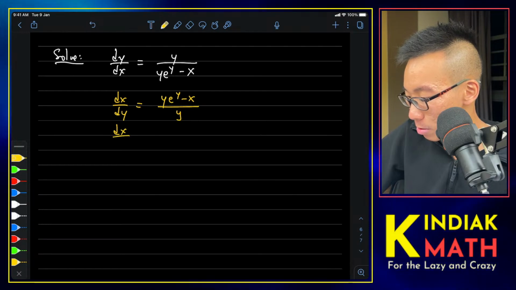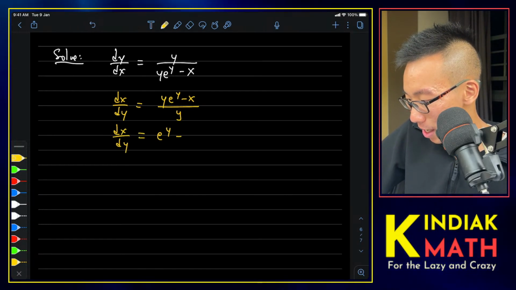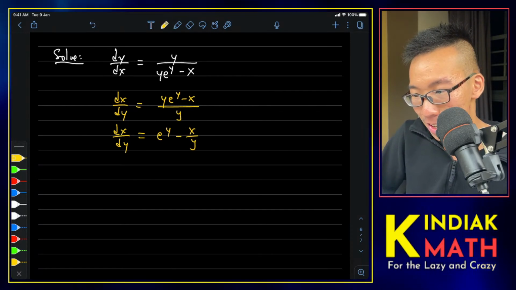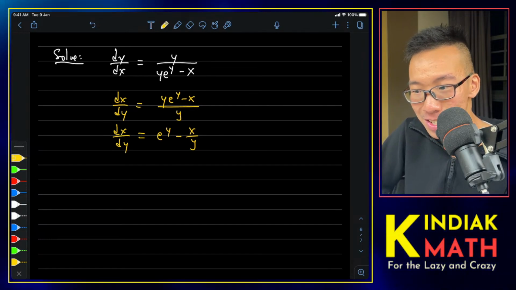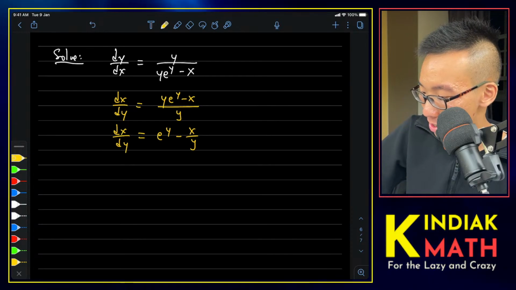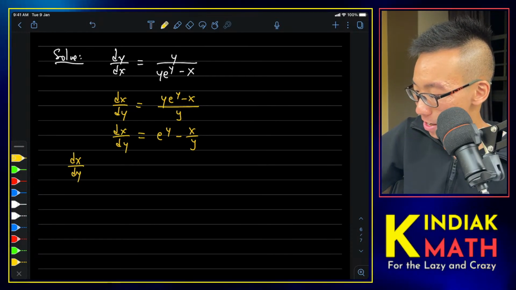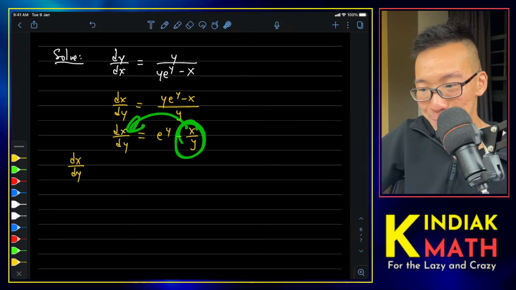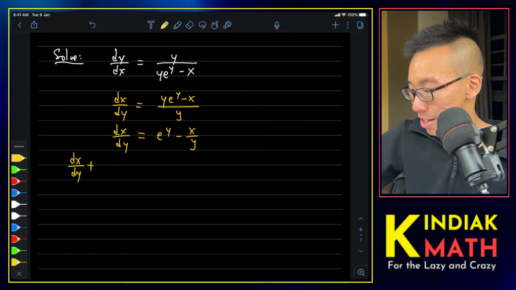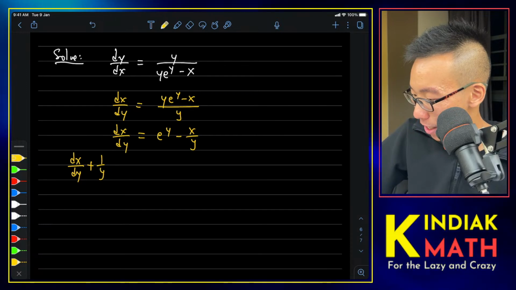Now, of course, we need to cancel things carefully. This is e to the y minus x over y. Alright, that's how we do the cancellations. And some of you might realize that we actually can solve this equation right away. So the trick here is to bring this term over to the side. The idea is that we want to write this not just as x over y, but as 1 over y times x.